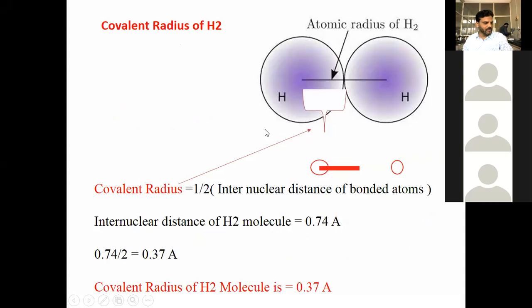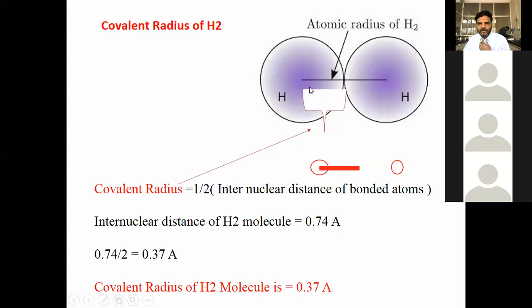So by taking the example of H2 molecule, we will understand the covalent radius. Covalent radius is defined as half the internuclear distance of covalently bonded atoms. Two hydrogen atoms are bonded to each other by means of a covalent bond. This is one hydrogen atom, it is another hydrogen atom. Half of this internuclear distance is the covalent radius.